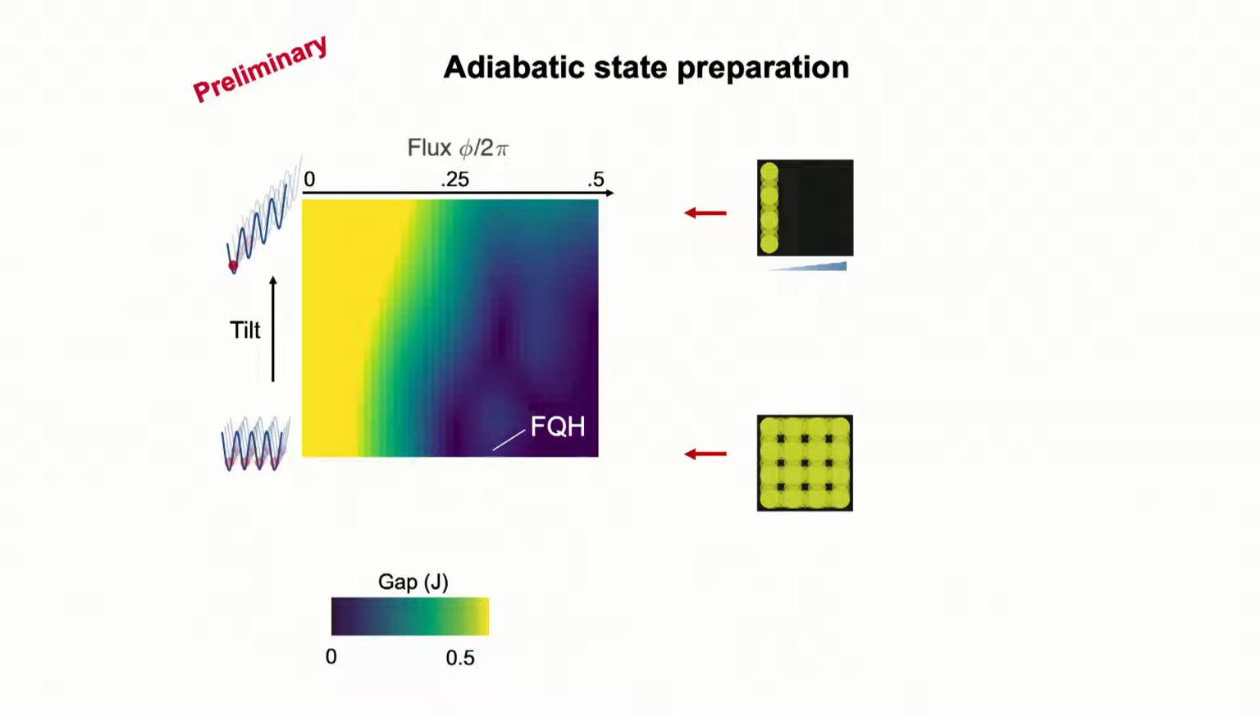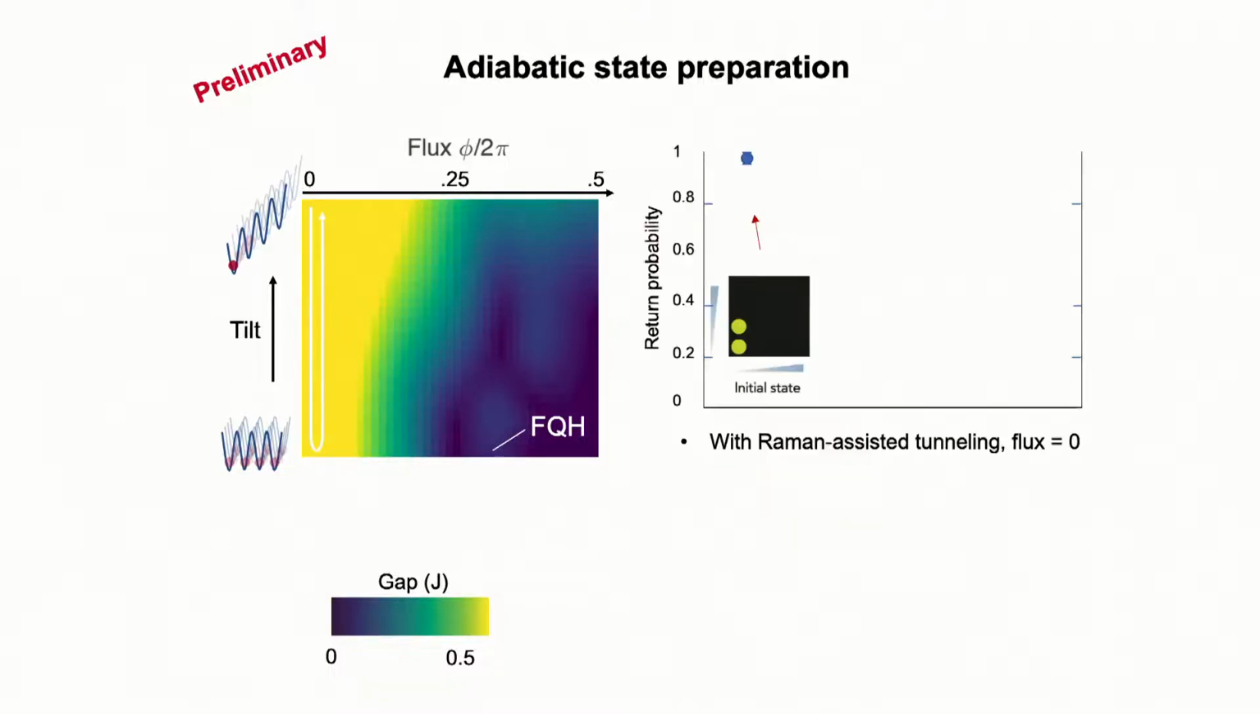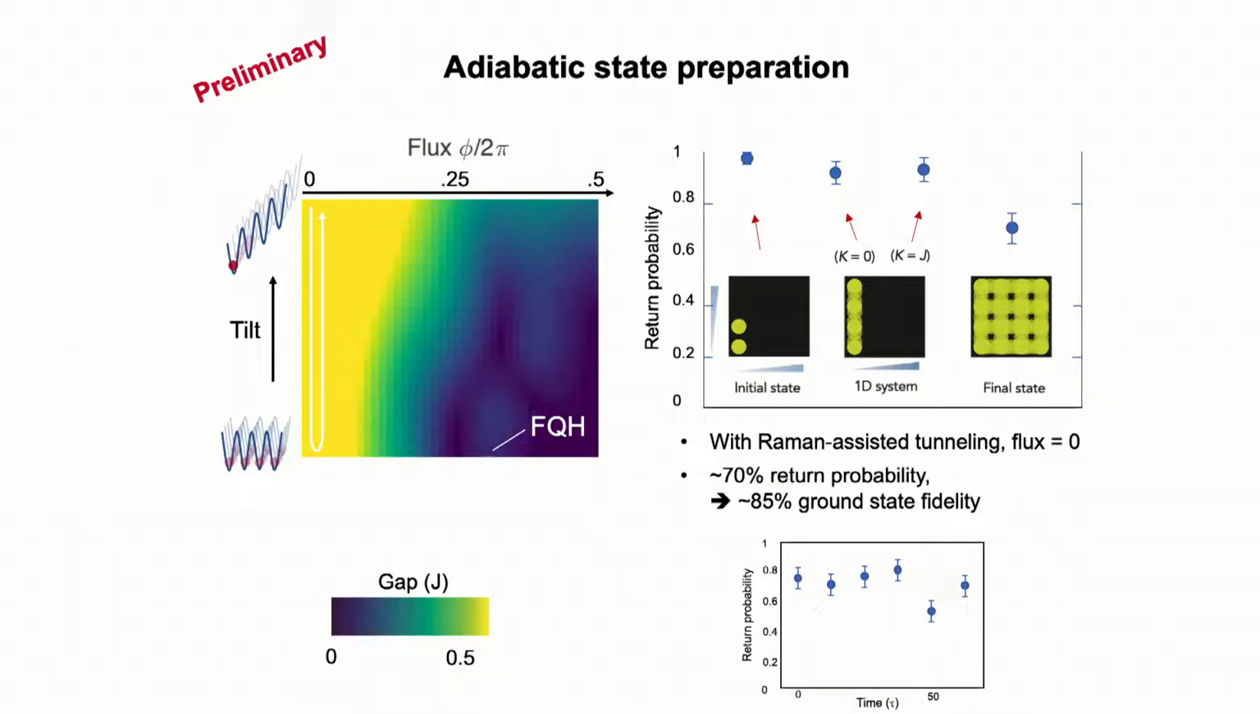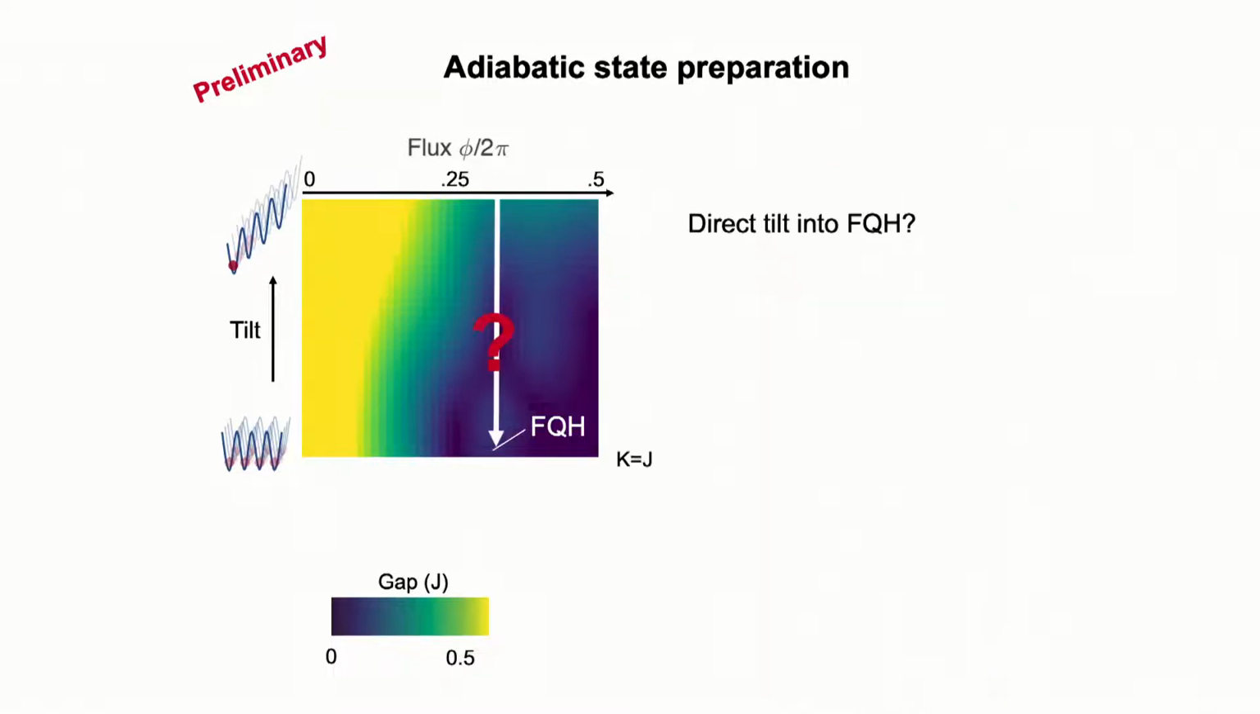Here I have plotted the gap of this system of 2 particles on 4x4 as a function of the tilt I was describing, the tilt to delocalize the 1D system into 2D, and as a function of the flux. Let's first focus on no flux here. If we release the tilt, we create this situation, but then we can go back and forth and see how well we turn back. And we see that we can turn all the way back and forth to a 4x4 system with about 70% return probability, so from that we estimate we have about 85% fidelity in the preparation of delocalizing these 2 particles completely coherently on the 4x4 system.